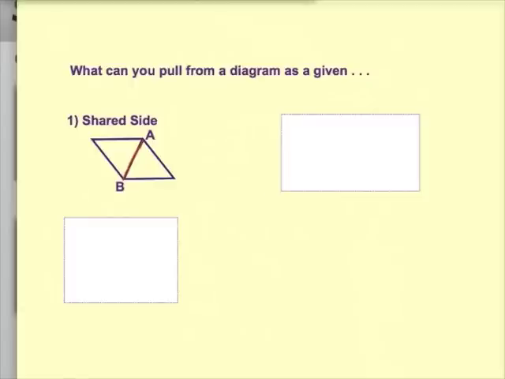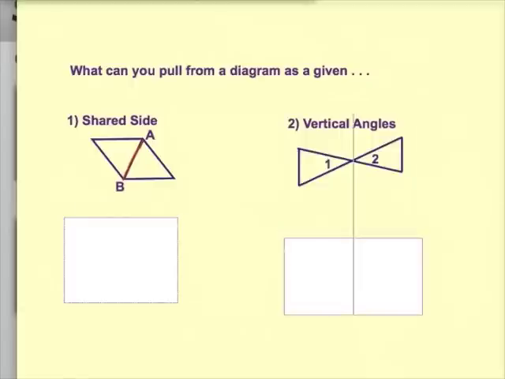And then also we have this bow tie type shape. Whenever we have 2 lines intersect, then we create these vertical angles. So in this case, vertical angles 1 and 2 would be congruent. And that doesn't need to be specifically given to us, but it's one of those pieces from the diagram that can be assumed given to us. Now we're ready to start some proofs.